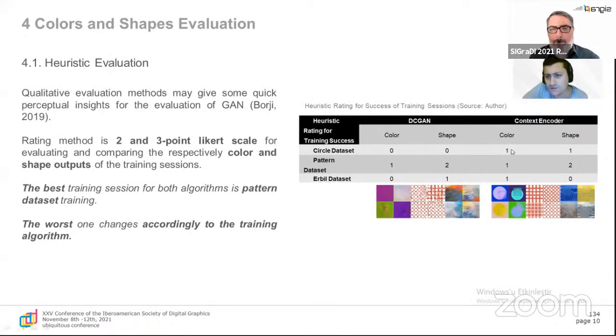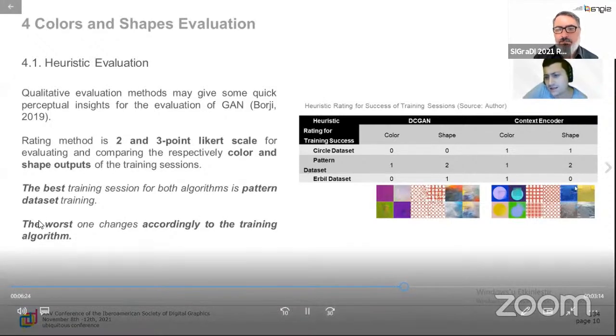But in the context encoder, for the color, as you can see, the context encoder is better than the DCGAN while generating the colors because they are all successful. But in the shape generation, again, the pattern dataset shape generation is the most successful in the context encoder. But the worst shape generation success changes according to the algorithm. And as you can see, circle shapes cannot be generated in DCGAN, while in the context encoder, circle shapes can be generated. But the other data set cannot be generated in terms of shape, but the blue colors can be seen.